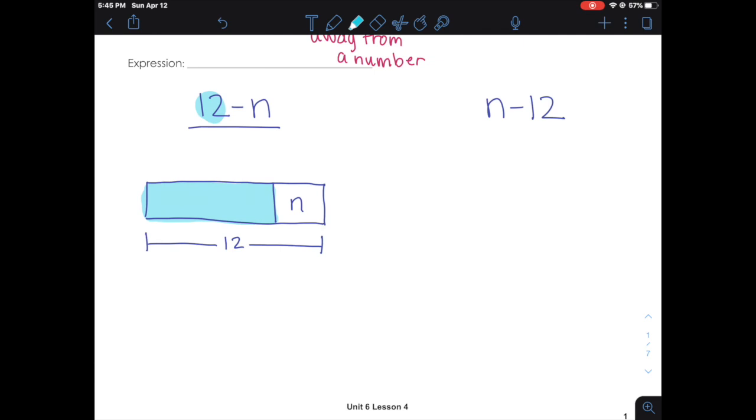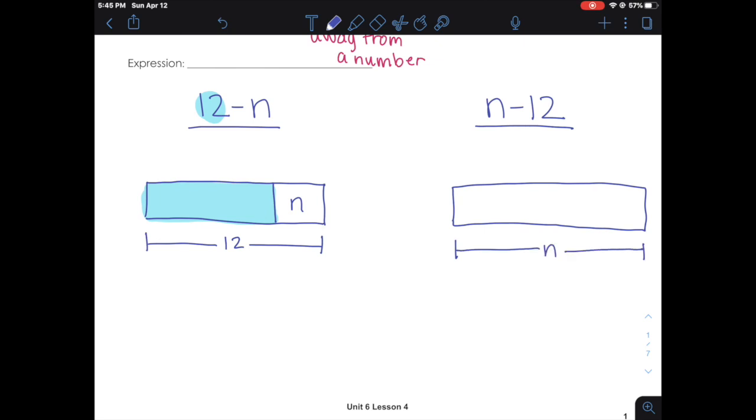Okay, but it's a different bar model when we draw on the other side, when we have n first. When we have n first, our tape diagram is going to be n. So this is going to represent n. Then we take away some number 12. Okay, so I'm taking away this chunk and I'm taking away 12. So that leaves us with our answer, which is this remaining part here.